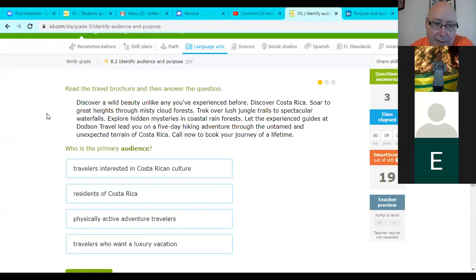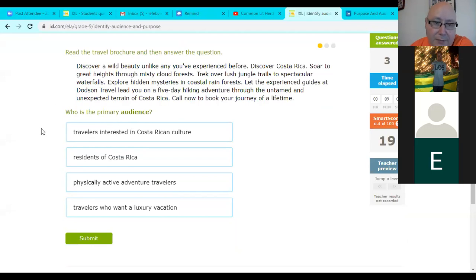Who is the primary audience? Travelers interested in Costa Rican culture, residents of Costa Rica, physically active adventure travelers, travelers who want a luxury vacation.